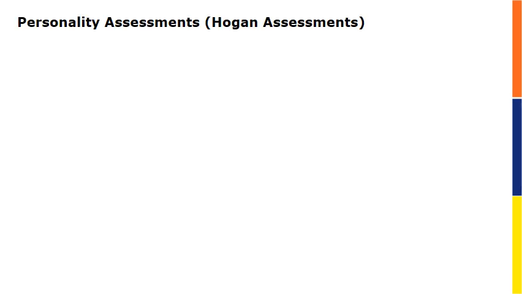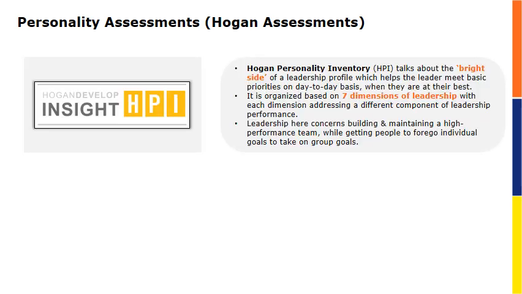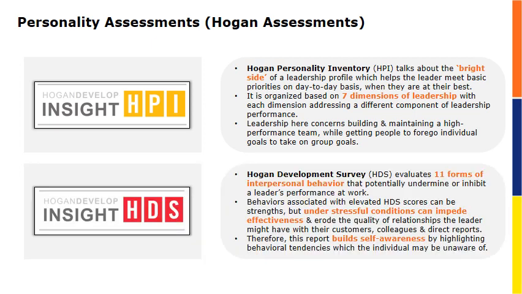Hogan assessments form a part of the personality assessments. The Hogan Personality Inventory, or HPI, gives you a snapshot of your everyday strengths and weaknesses. It has 7 different scales on which an individual's behavior is measured. The Hogan Development Survey, or HDS, gives insights into behaviors that can possibly impede your performance. It has 11 different scales on which an individual's behavior is measured. Please note, the Hogan reports will be shared and explained to you in detail during your sprint sessions.